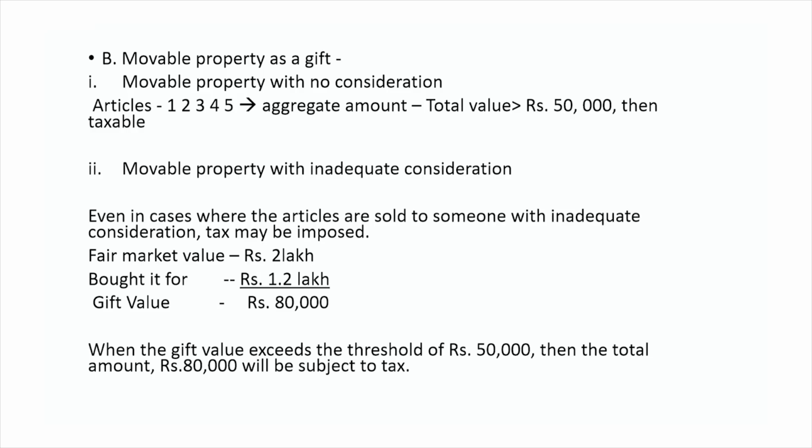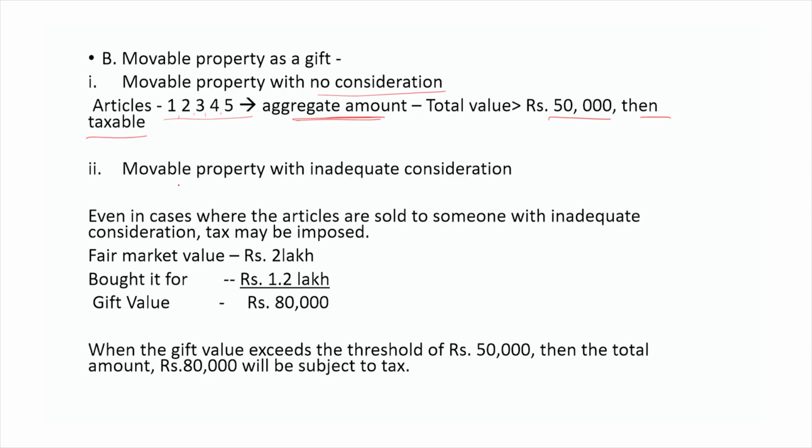So when there is movable property which you have received with no consideration, that means you have not paid anything for it. It's a gift, and it sounds quite strange that I might have to pay for a particular gift, but well, you possibly can. So for movable property with no consideration involved, let's say you have received 5 articles, article 1, 2, 3, 4, 5. Again, you put all of them together. We pick up the aggregate amount. And if that aggregate amount again exceeds 50,000, then it is all taxable, right?